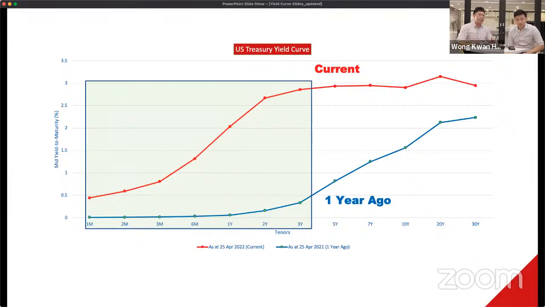As you can see, the highlighted box one actually comprises the shorter tenors from 1 month to 3 year bonds. This is considered the short-term tenor. For this short-term tenor bond, the yield curve movement is driven by, like Tao Hong said, the monetary policy movement, like what we are experiencing now. The whole world is experiencing inflationary pressure.